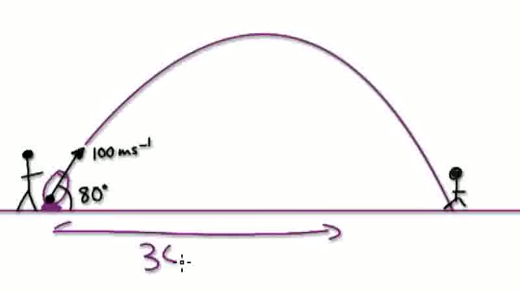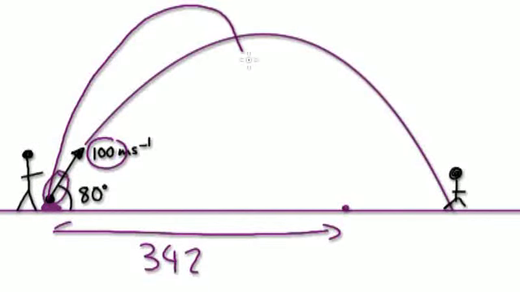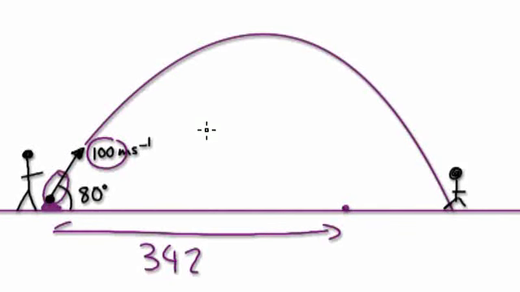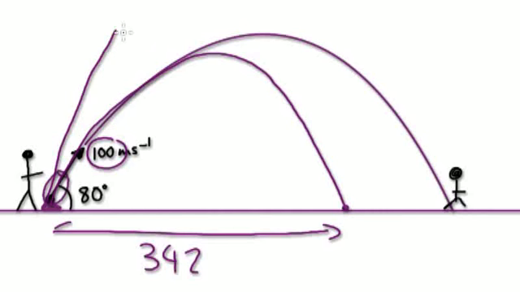The range is 342. So again, we missed it. Even though I increased the speed from last time, I changed the angle. Last time it traveled something like this. I then increased the speed, but I also increased the angle. So what the cannonball has done is it has traveled higher, but the range is still shorter.